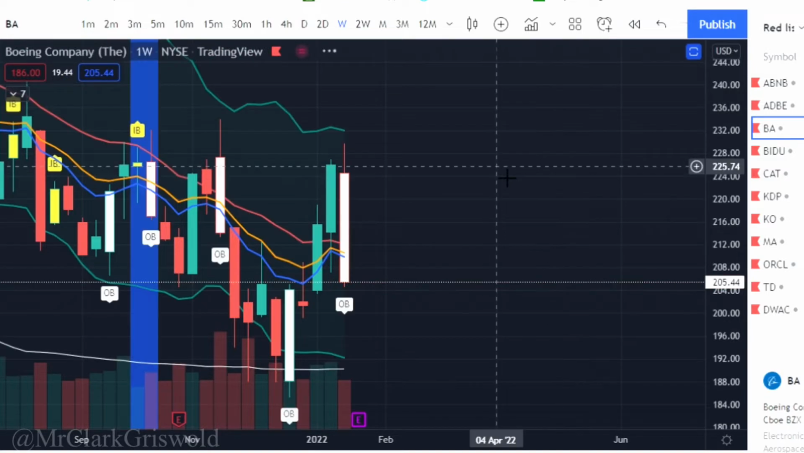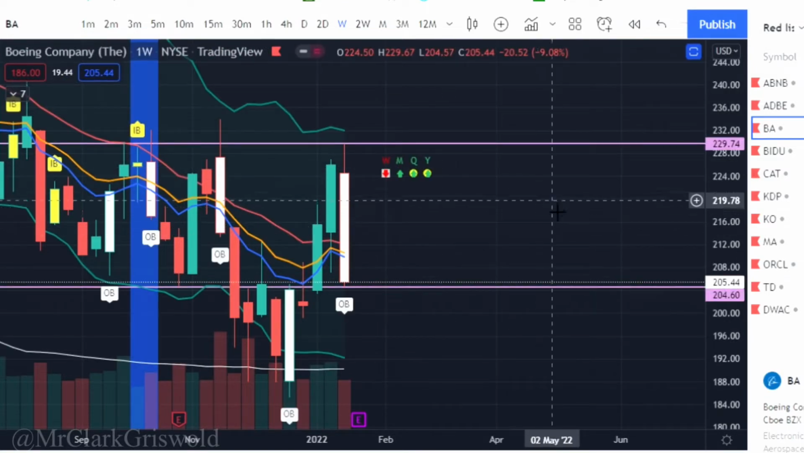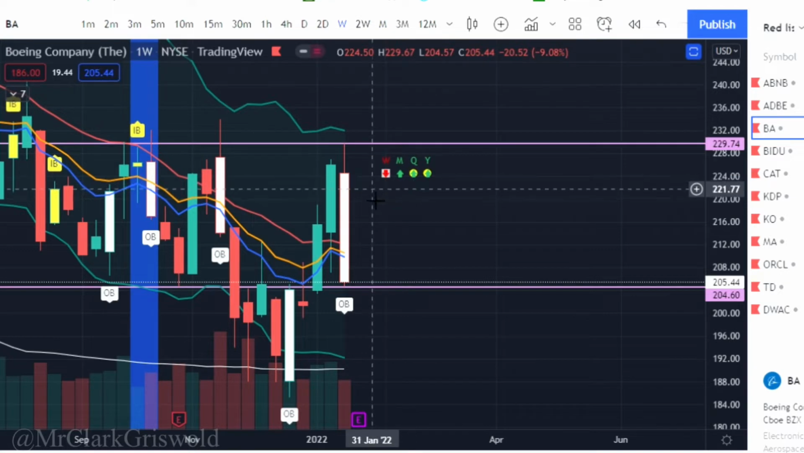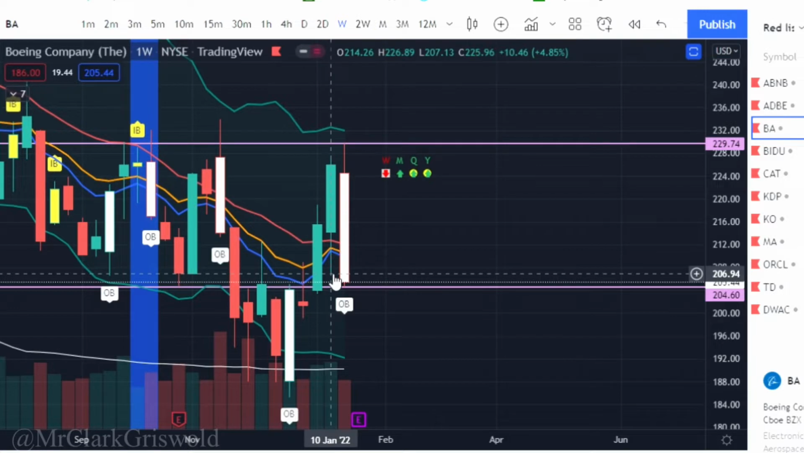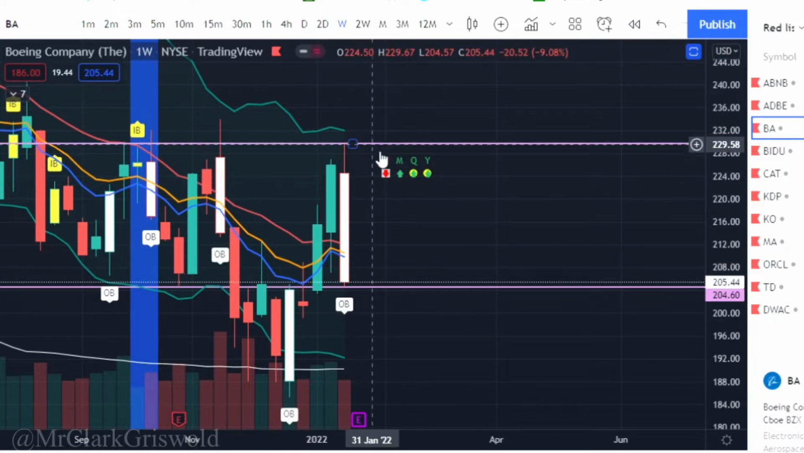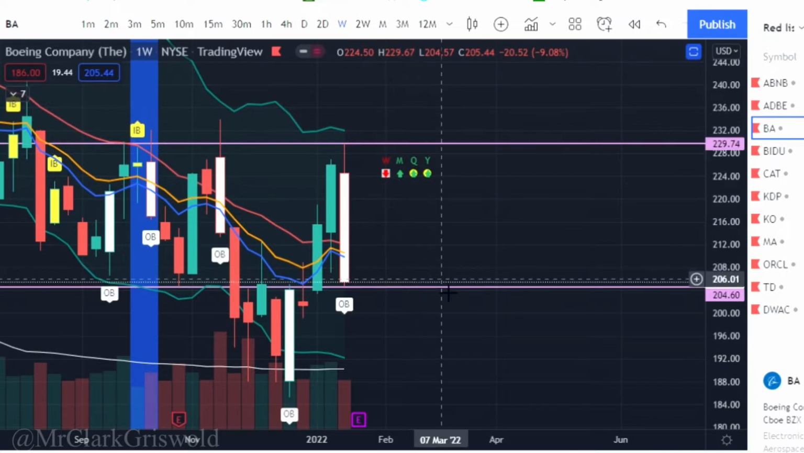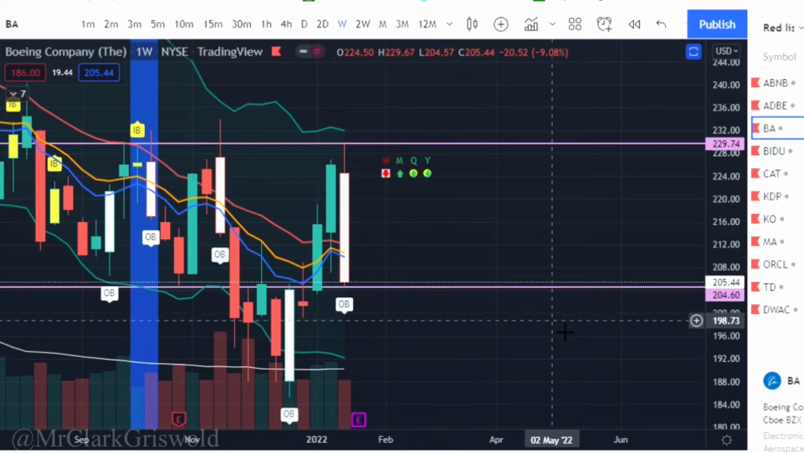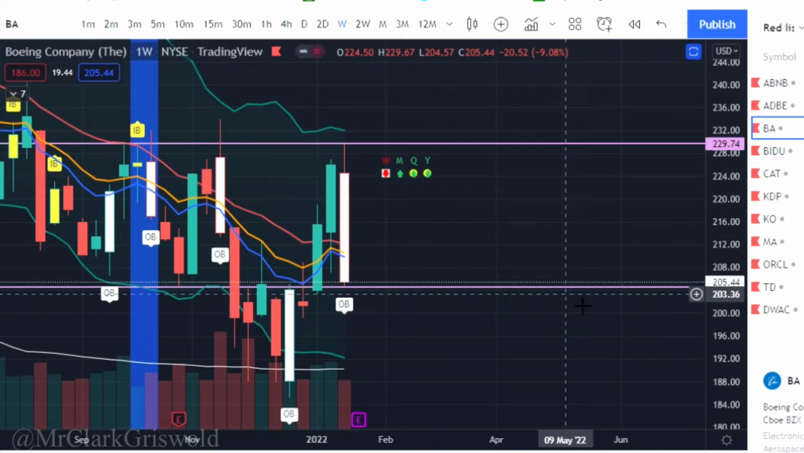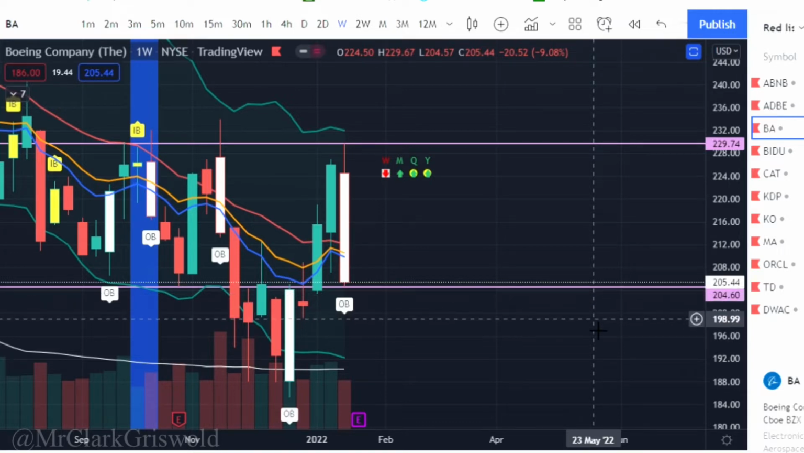Next up, BA, Boeing Company. We have a big outside bar, full time frame continuity to the, I guess we don't have full time frame continuity. Last week was a red outside bar. So if we look here, if we break the high of 229.74, we can take calls and look for targets around 234. And then if we break the low of 204.60, we're looking to buy puts, and targets around 203.49. The first one. Second targets would be 199.26.